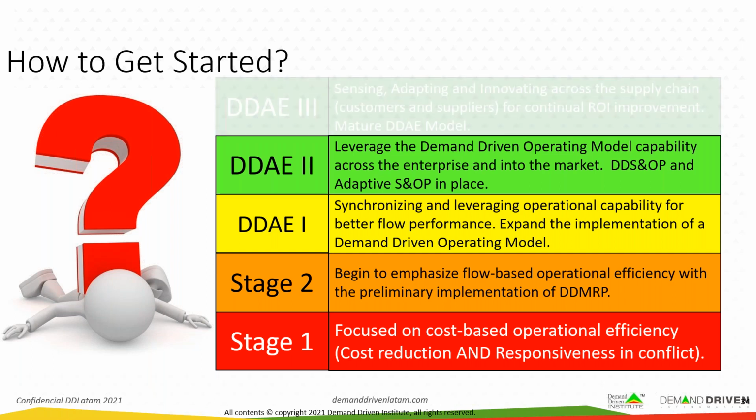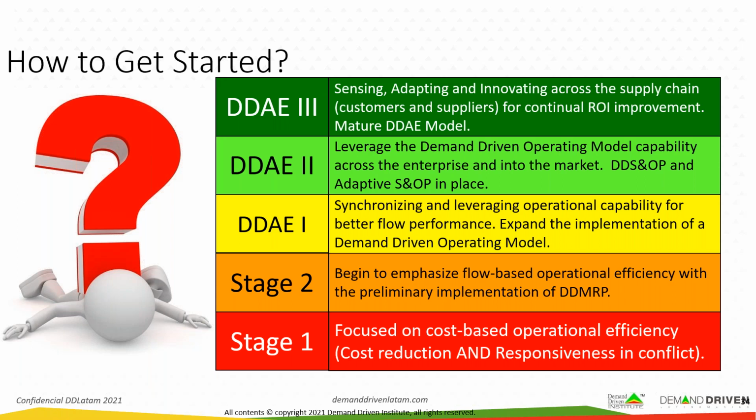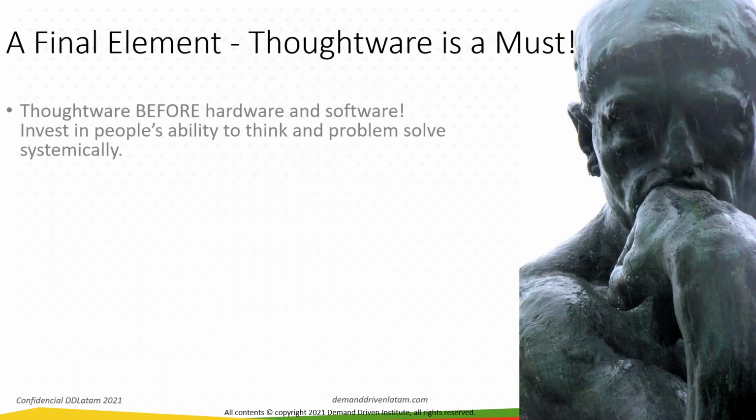And then what happens is you come up to the top level of the ability of the company to strategically sense, adapt, and innovate across the supply chain. And now the focus is how do we continually improve ROI? And this is a mature demand-driven adaptive enterprise model. But my last word, my thinker here, what's the way to start? I can't stress this enough.